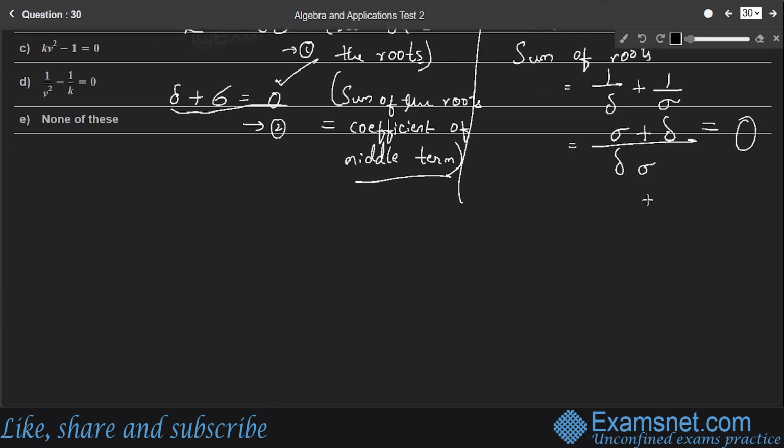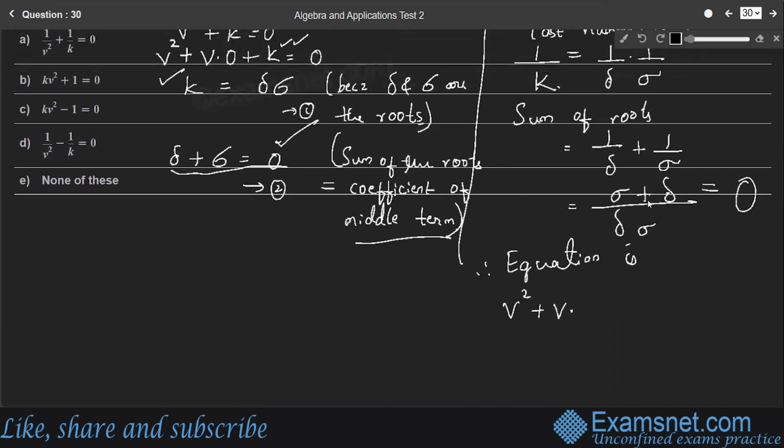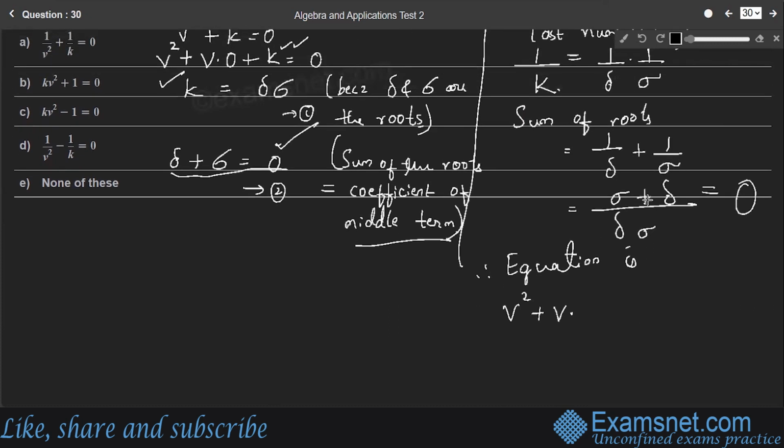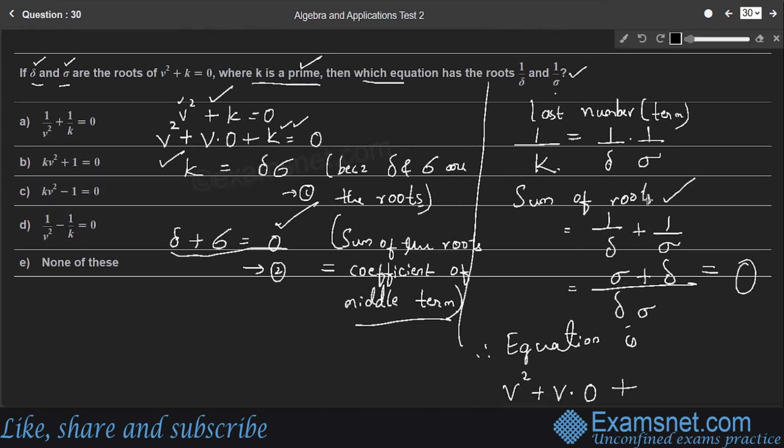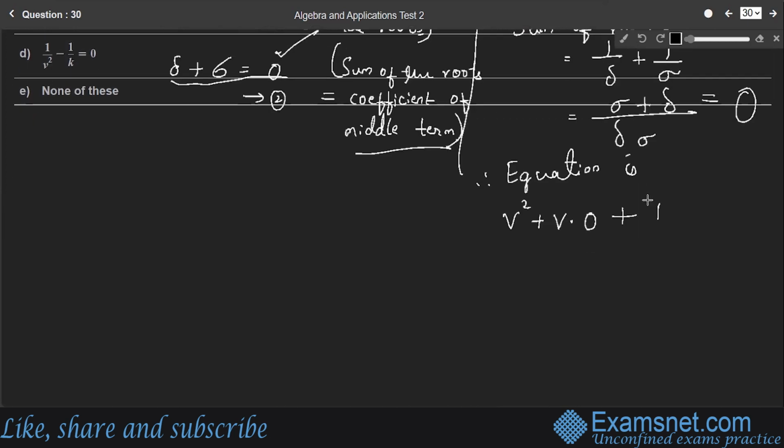Therefore, the equation is, here the variable is v square plus v into its coefficient. So the coefficient of the middle term is nothing but the sum of the roots, which is 0, plus the product of the roots. Product of the roots is 1 by delta into 1 by sigma. 1 by delta into 1 by sigma is equal to 0.